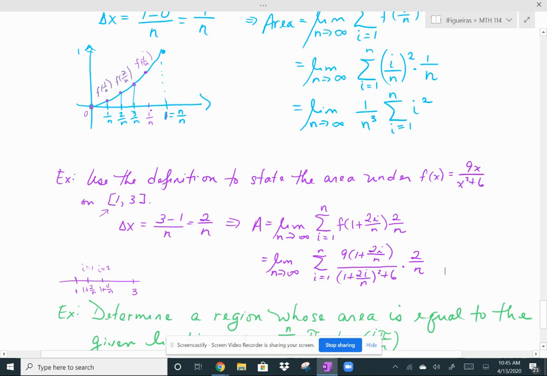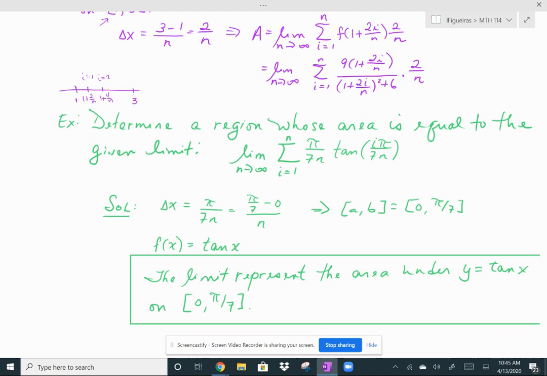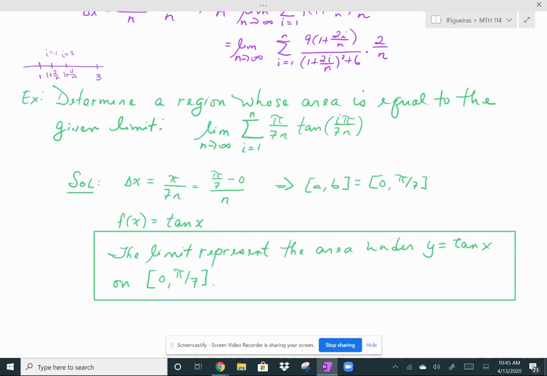Okay, let's move on to the next one. We want to determine a region whose area is equal to the given limit. So now we're going in the other direction. I've given you a Riemann sum. We're trying to figure out what that would be computing. What area would this Riemann sum here be computing? All right, so the delta x part is equal to pi over 7n. And remember, we get that value by subtracting b minus a divided by n.